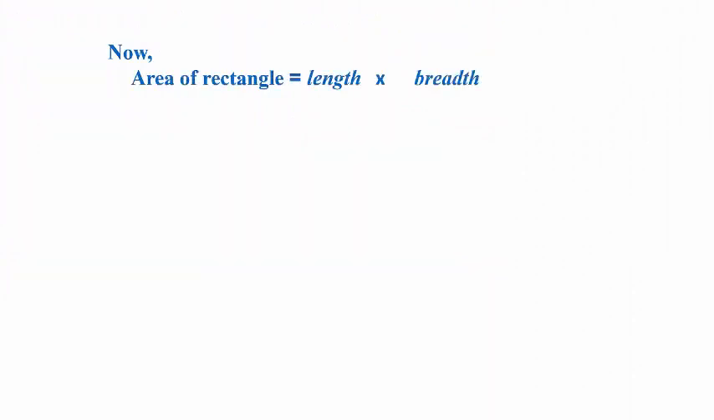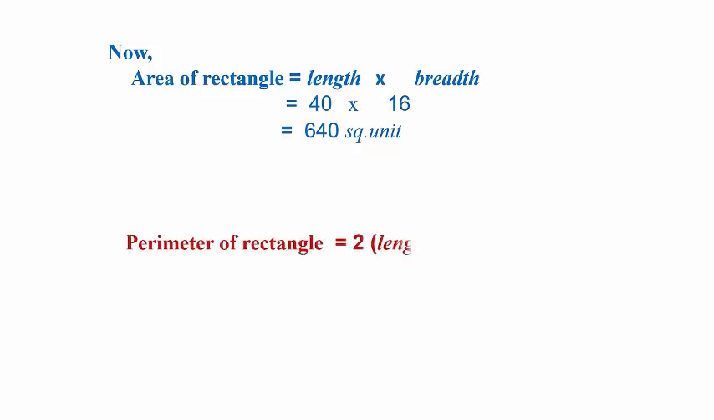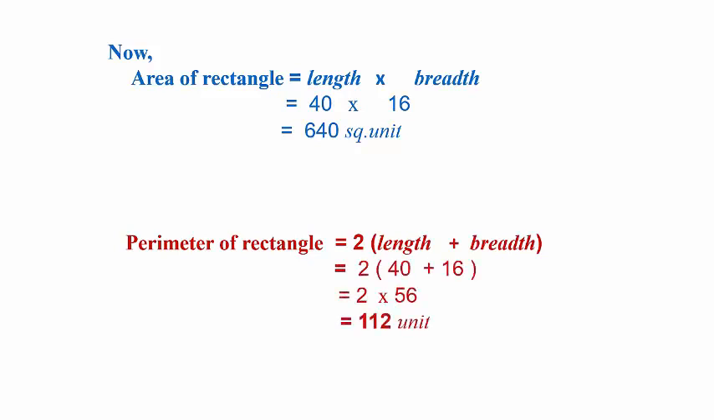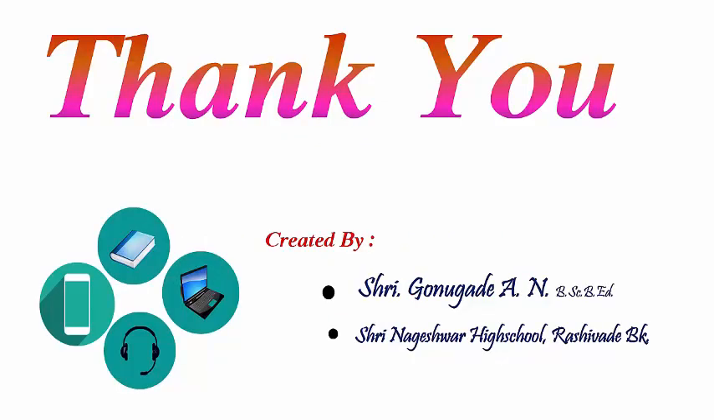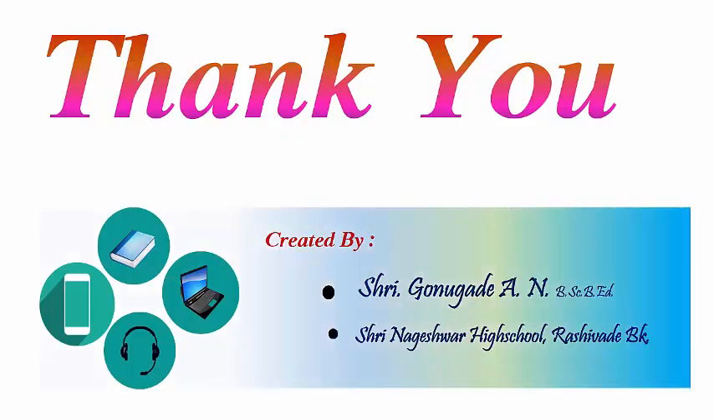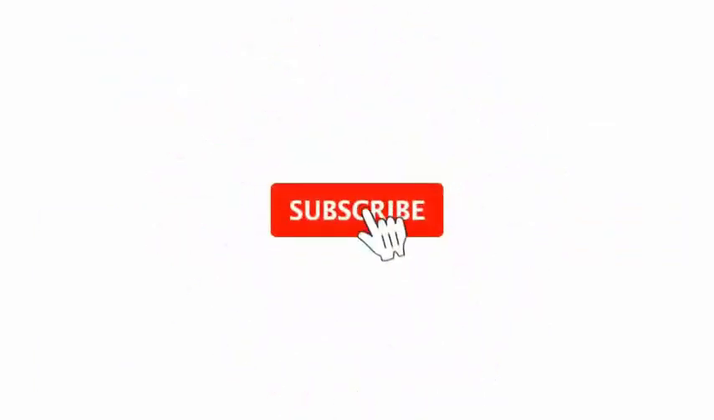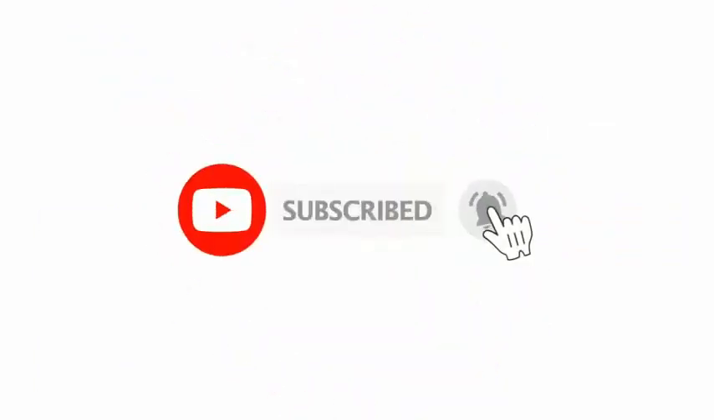Then the final answer: the area of the rectangle is equal to length into breadth. So putting the values 40 into 16, we get 640 square units, and the perimeter of the rectangle is equal to 2 in bracket length plus breadth. By putting values and solving we get the perimeter of the rectangle is equal to 112 units. So like this we solve two examples based on simultaneous equations.